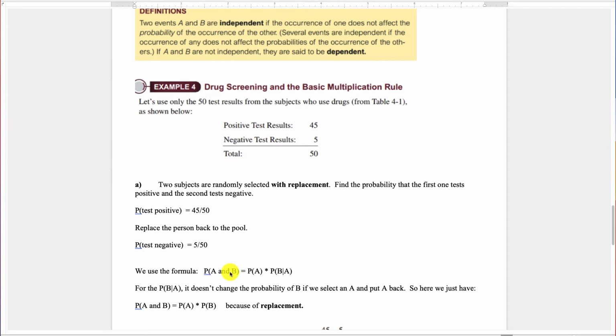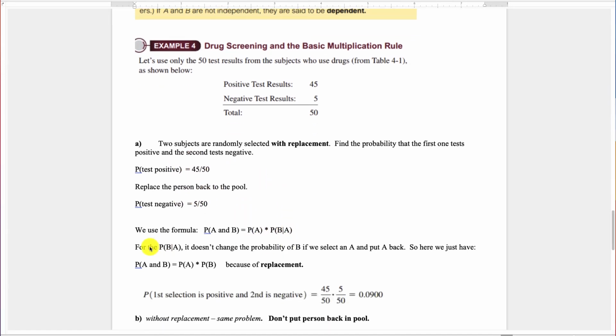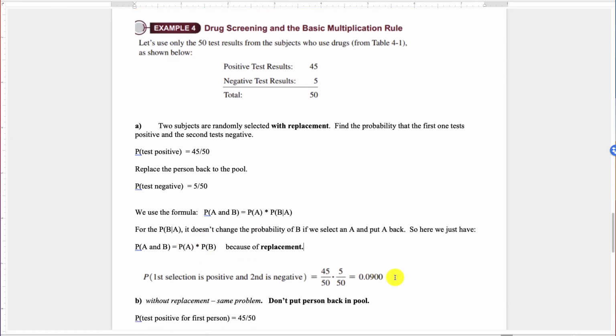So we use the formula, probability of A and B. It's the probability of A, which was the first one, times the probability of B, given that A already happened. Okay? For this one, it doesn't change the probability of B if we select A and put it back. We selected it out, and then we put it back. Nothing changes from the probability of B, right? It's always going to be 5 over 50 for the probability of B because we replaced it. That's the key. Replacement was the key there. So we can just multiply them together. Probability A times the probability of B, 0.09.